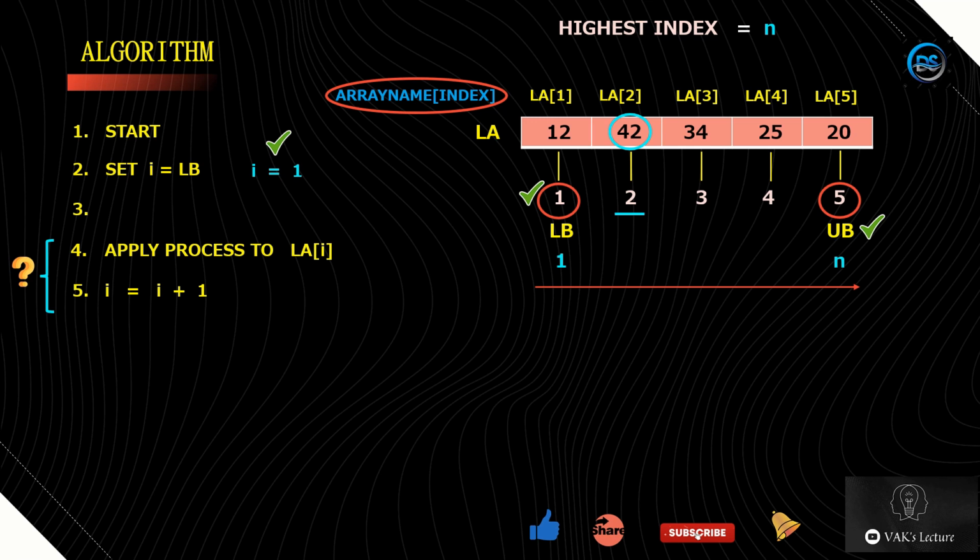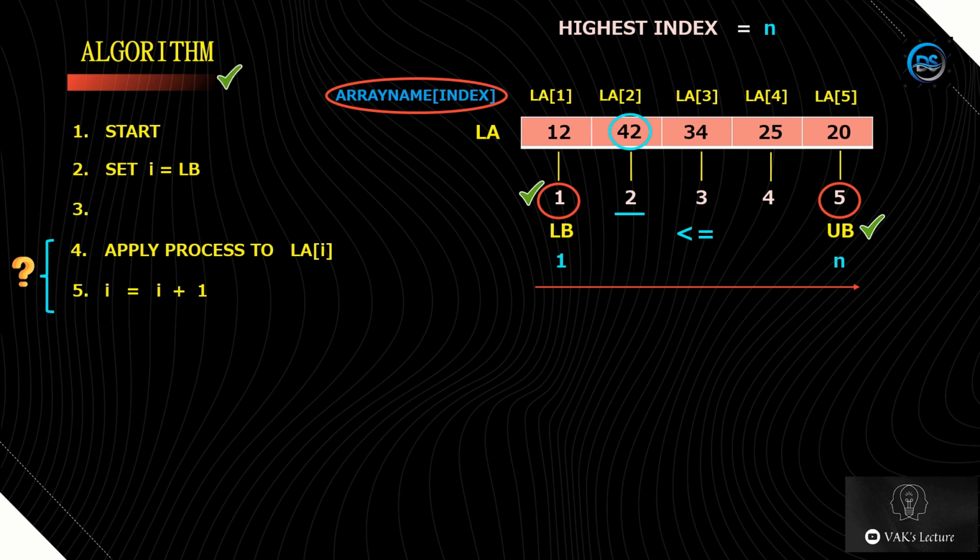So how to use the condition here? We have to move from lower bound to upper bound, right? So always lower bound will be less than the upper bound. So less than condition we have to use here. And up to what limit do we have to go? Up to upper bound. So we have to use equal condition also. That means less than or equals to we have to use. So LB less than or equals to UB, right?